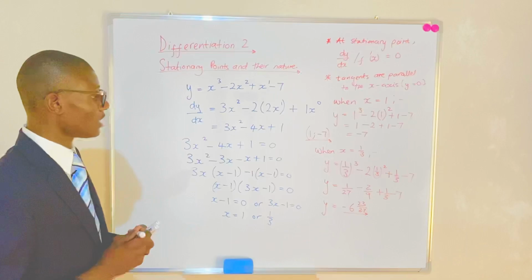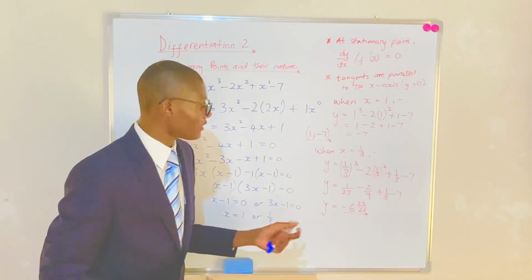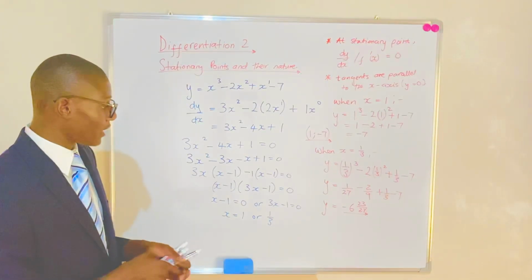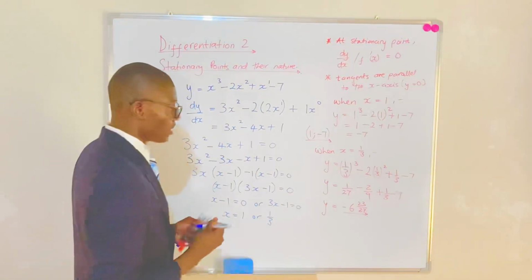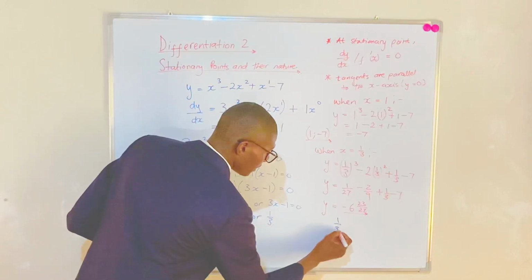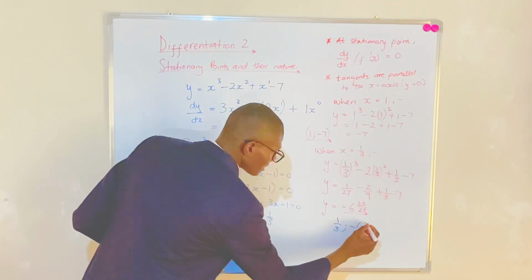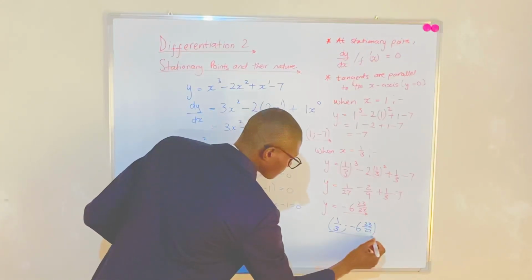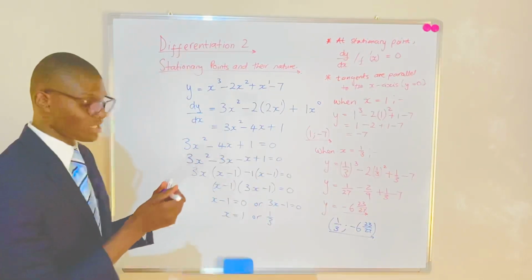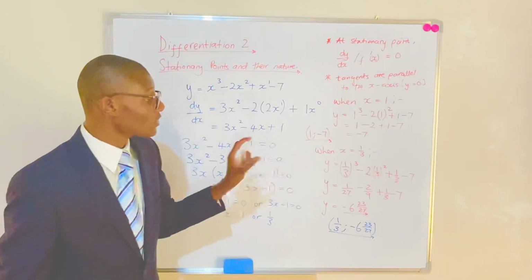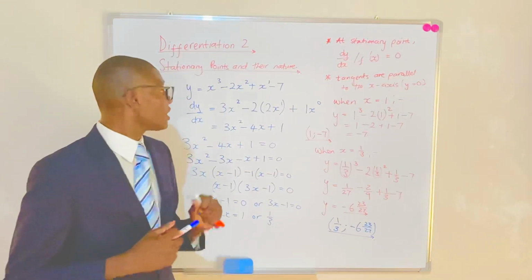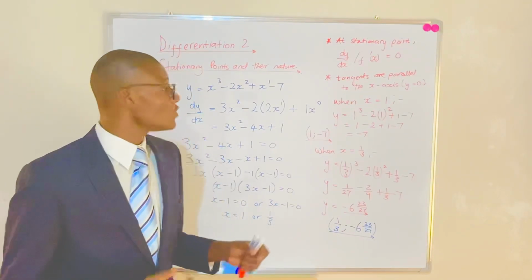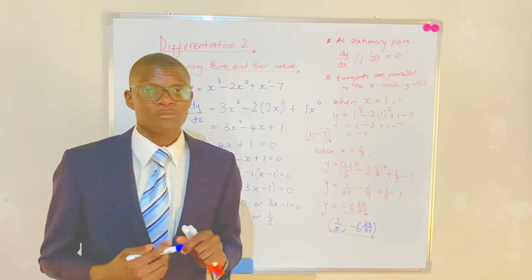Like that. So now, this is the value of y when x is a value of 1/3. So now the second stationary point would be 1 over 3 and minus 6 and 23 over 27. So these are the two stationary points that we have. These are the coordinates of the stationary points. Now we shall move on to look at the nature of stationary points using the very same example.